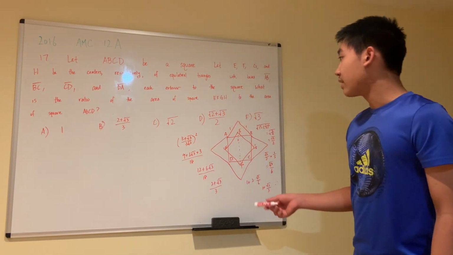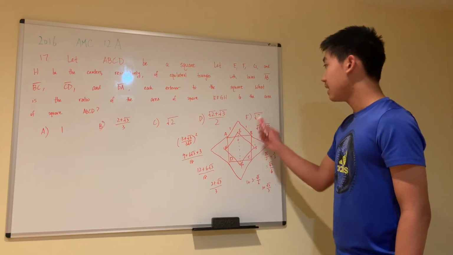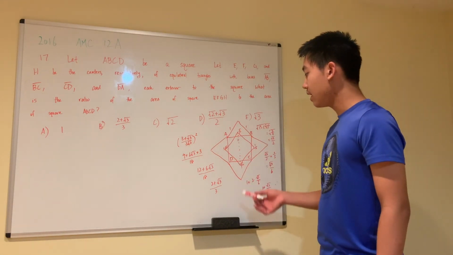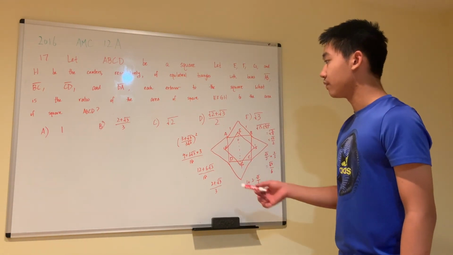Since we're trying to find the ratio between this and the area of ABCD, which is 1, the answer is just going to be (2 plus √3)/3, which is B.